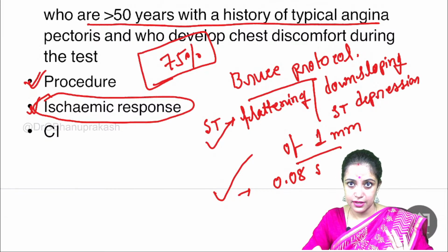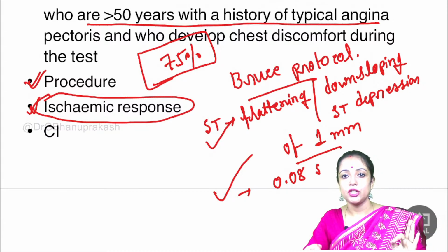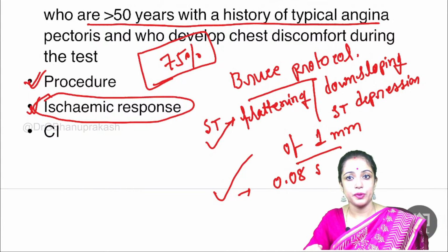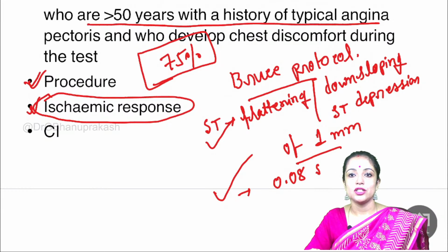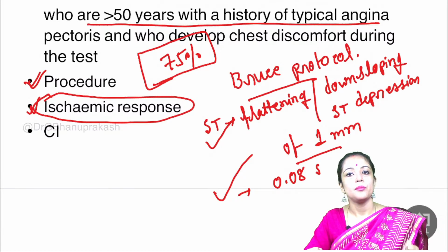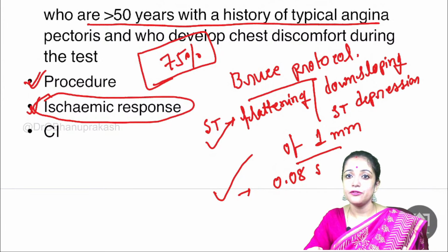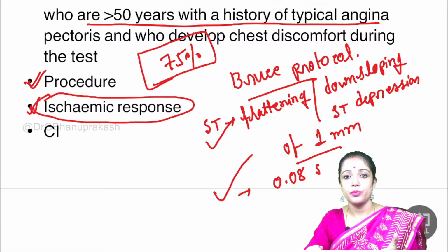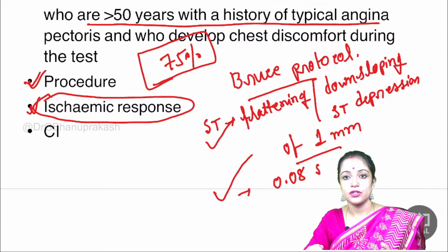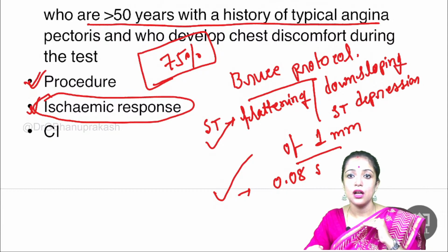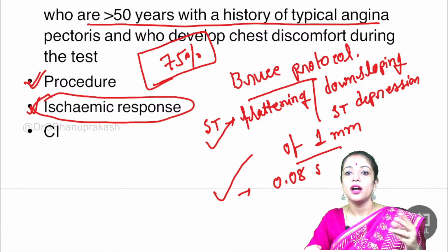When to stop the test? There are certain criteria when we stop doing the test. For example, if the patient develops chest discomfort, chest pain, or any anginal equivalent, for example dyspnea, palpitation, or fatigue, these are all anginal equivalents. If the patient develops these, or if the patient achieves 85% of the predicted maximum heart rate, or if there is ischemic change in the ECG, then we stop the test then and there. And we will observe the patient in the recovery period.